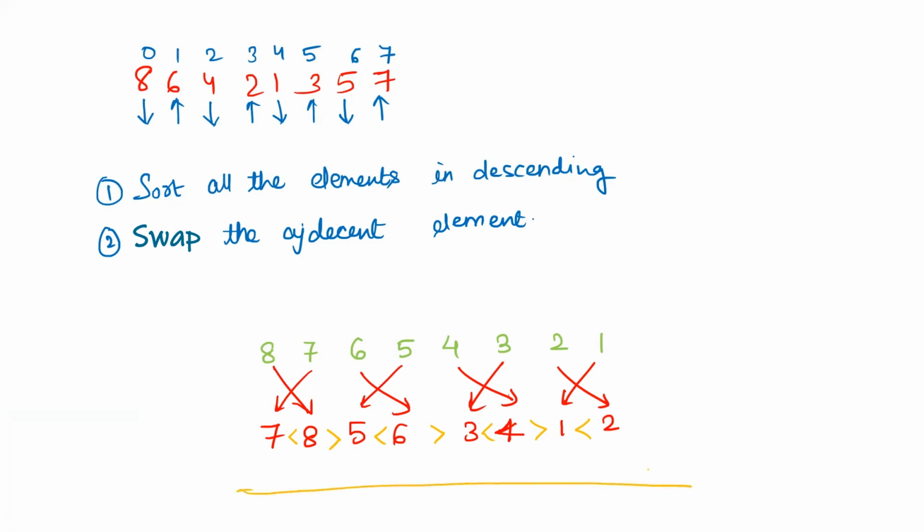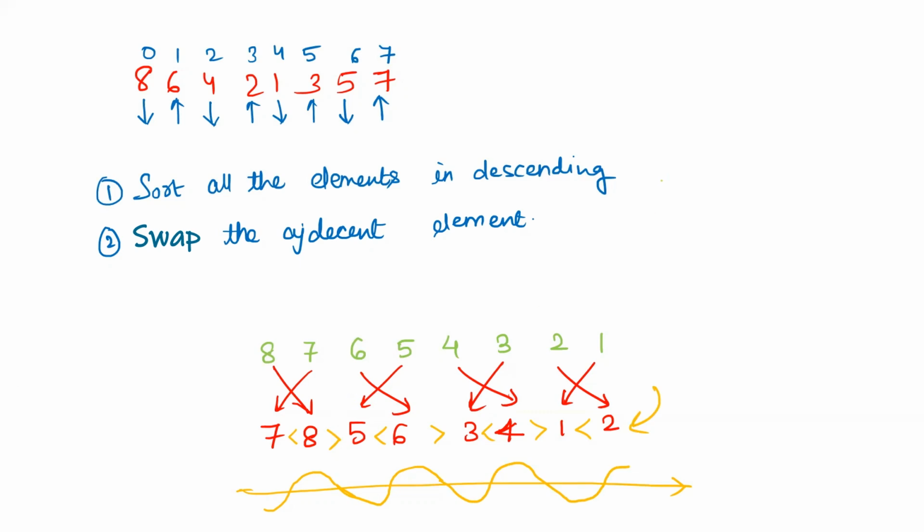If I draw a line for the wave, the first number is 7. You can see 7 is less, so I am starting from the bottom. Then 8 is more, so I am going to the top. Then 5 is less, so I am going again to the bottom. Then 6 is more, then going to the top. Then 3 is less, then 4 is more, then 1 is less, then 2 is more. So this is a wave format. So this we have to achieve.